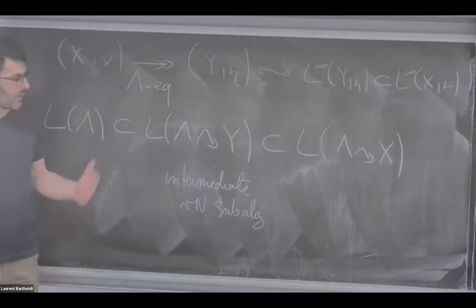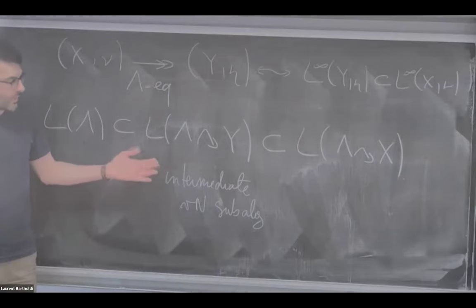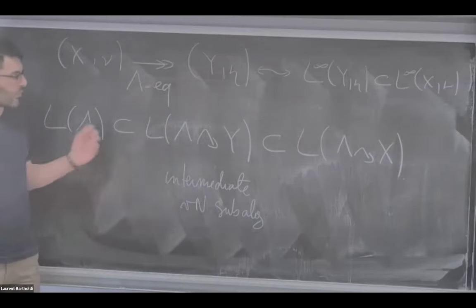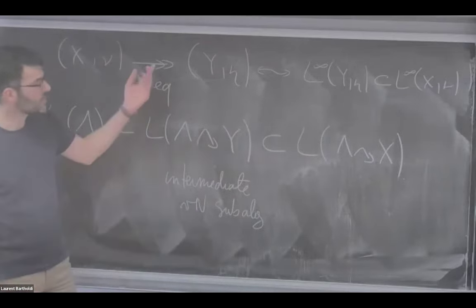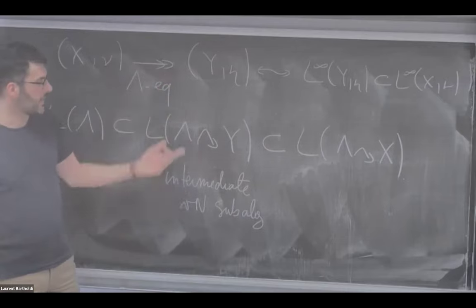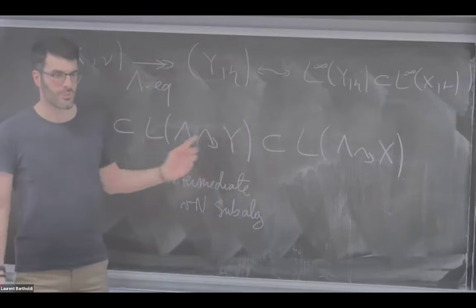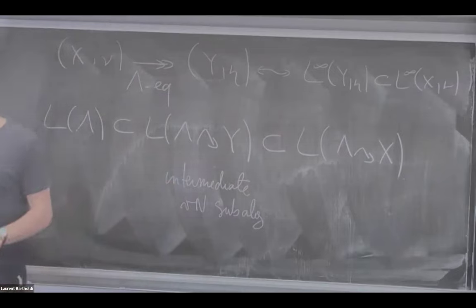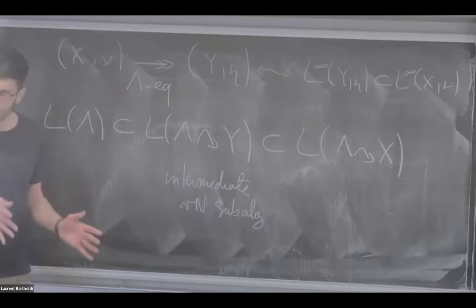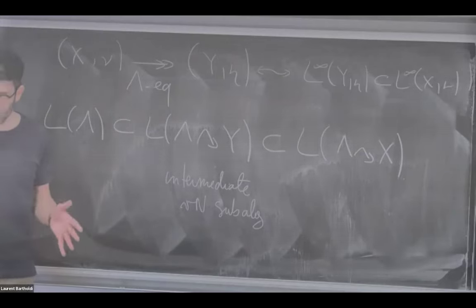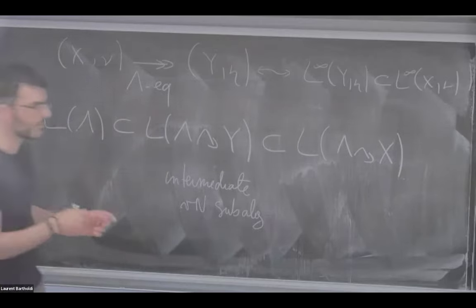So the question is: given an action, can we have a precise description of all intermediate fundamental subalgebras? Do we have a one-to-one correspondence between intermediate factors and intermediate fundamental subalgebras? In general, no. It is possible to construct a counterexample in a systematic way; this was done by Suzuki. So I'm going to stay on the positive side here and state a result that has to do with the Poisson boundary.